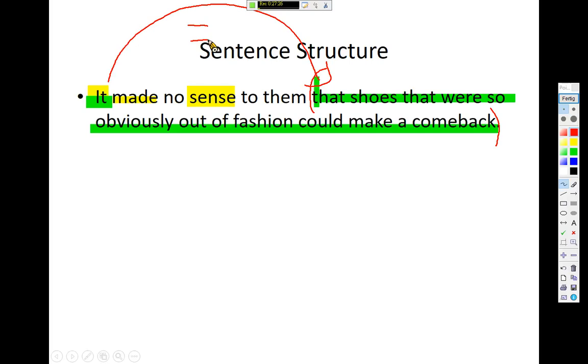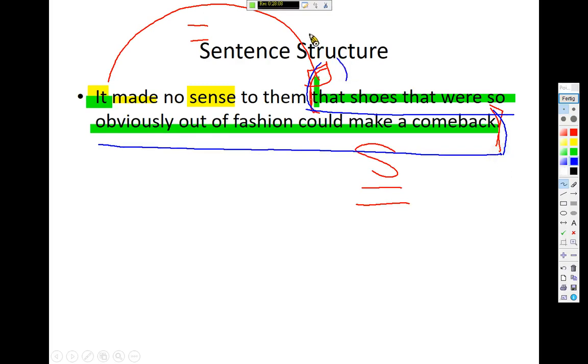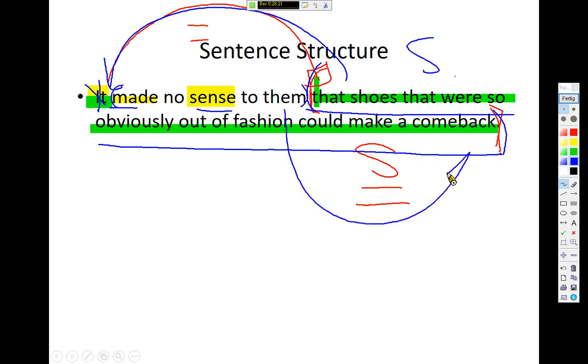Okay? So basically, can we change the sequence of the sentence and use the whole noun clause as the subject? Yes. But it will be too long, too tedious to read. Let me give you the order of the new sentence. That shoes that were so obviously out of fashion could make a comeback made no sense to them. Which means that we could, of course, relocate the whole noun clause, 名词子句, put it here and take this away, and this is the subject, right? And "it made no sense to them". So we just change the order and put this in the back. So that shoes that were so obviously out of fashion could make a comeback made no sense to them.